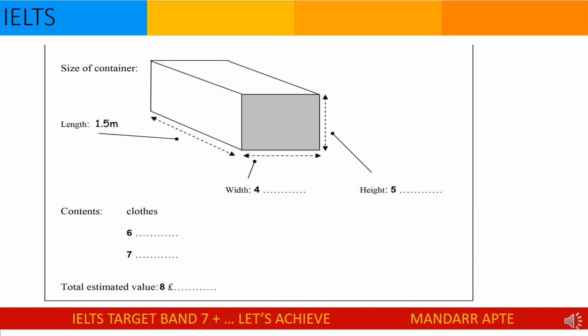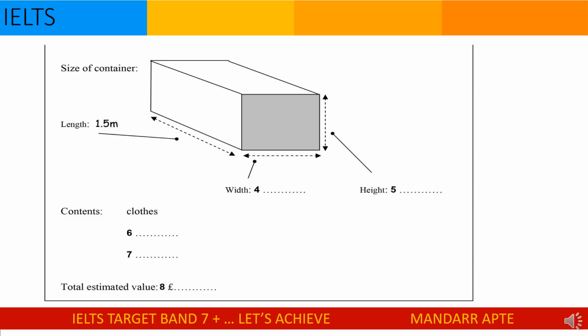In the next part, the mentioned contents are clothes, and questions 6 and 7 are to be filled. So they may say like the box contains clothes and so, or clothes with blank and blank. We will see what is there. These 6 and 7 will come at the same time and with clothes, so don't miss it. It would be easier to guess.